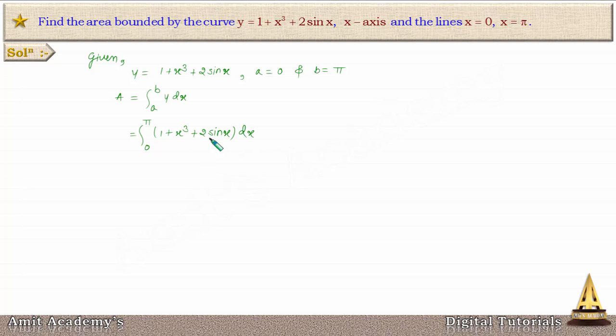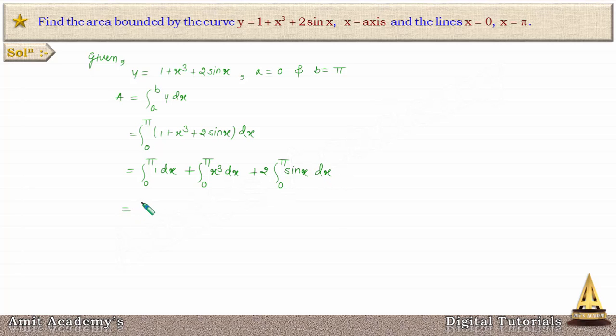dx. So it's equal to, so I'll give this integration separately to all these three terms by taking out constant. So here I can write integration from 0 to pi 1 dx plus integration from 0 to pi x cube dx plus this 2 is constant, so it has to get written outside the integration. So here I'll get 2 integration 0 to pi sine x dx.